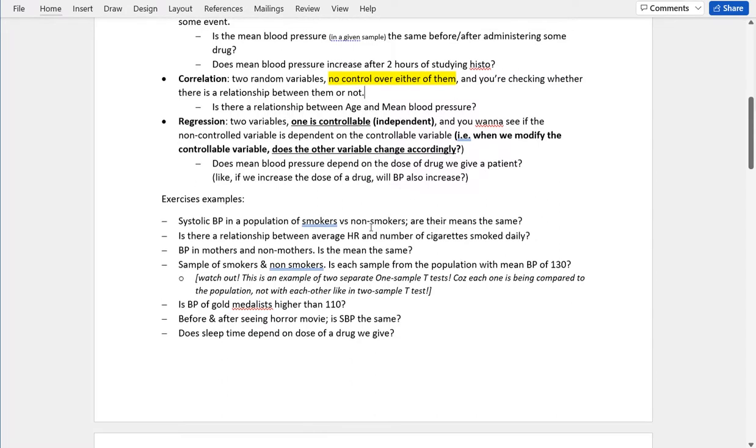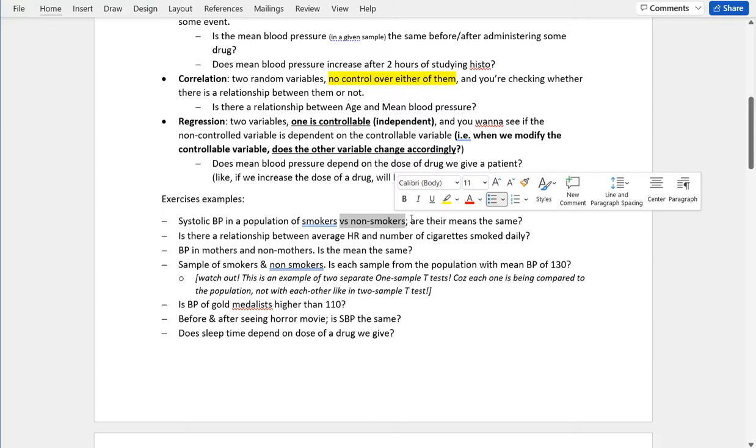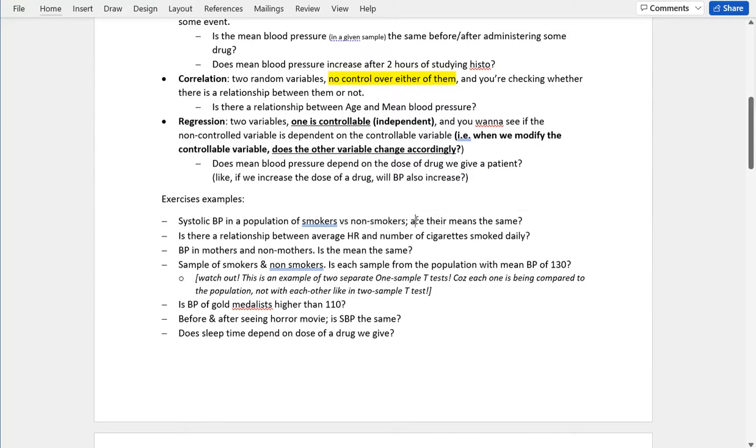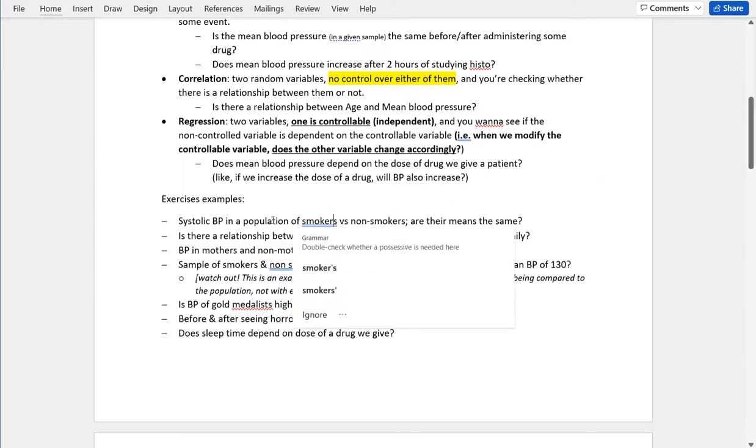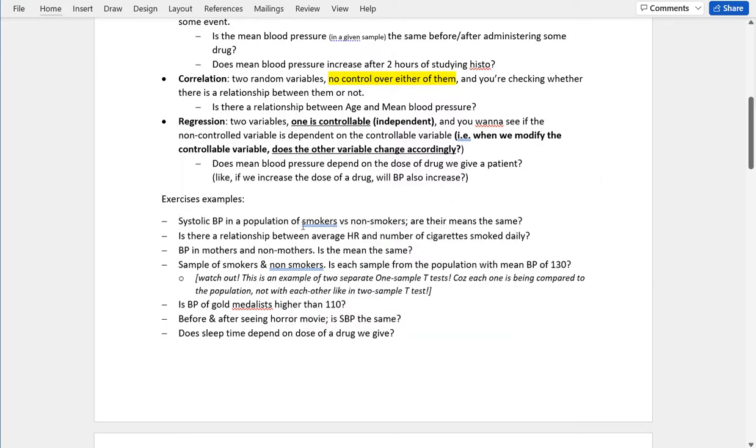So the extra examples. Systolic blood pressure in a population of smokers versus a population of non-smokers: are their means the same? Okay, tick tock. It is a two sample t-test because you're comparing two samples to each other. A sample of smokers versus a sample of non-smokers, and you're checking, are their means the same?